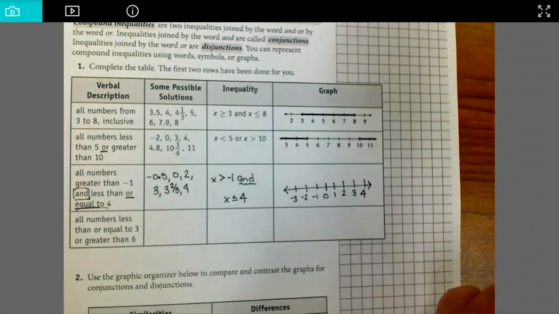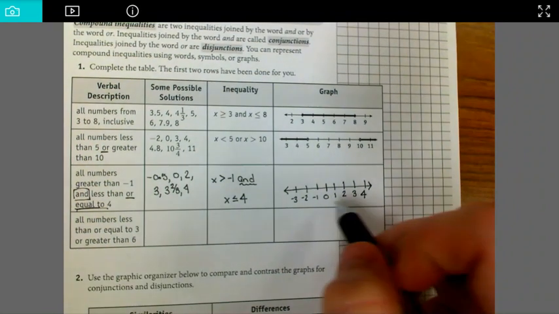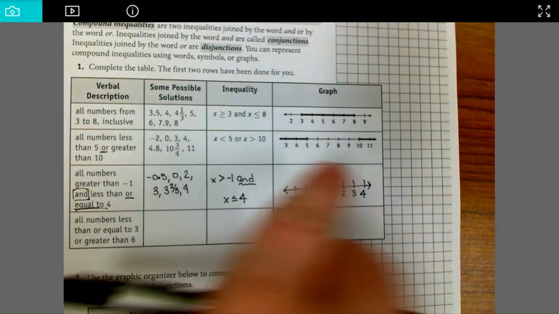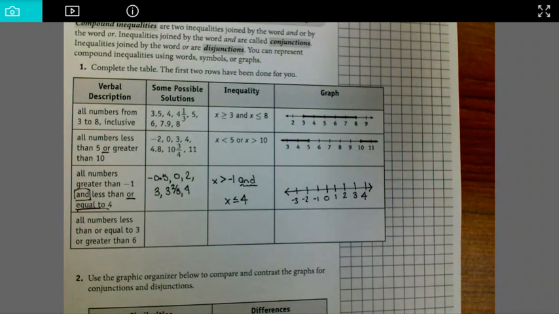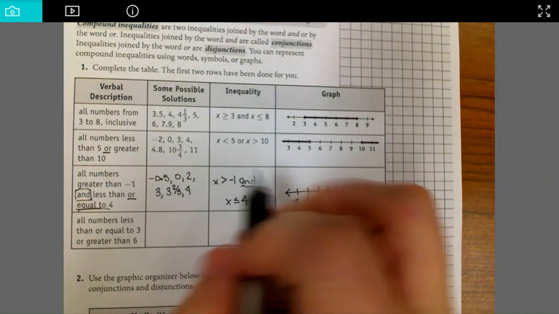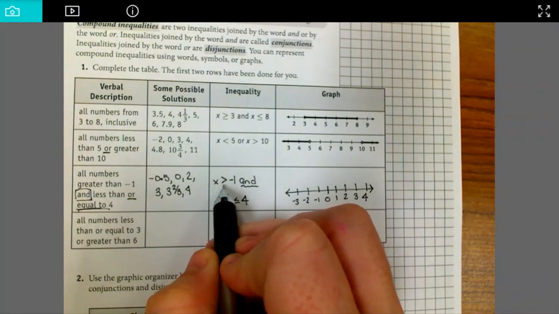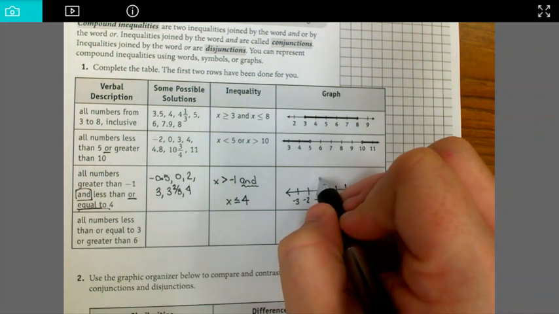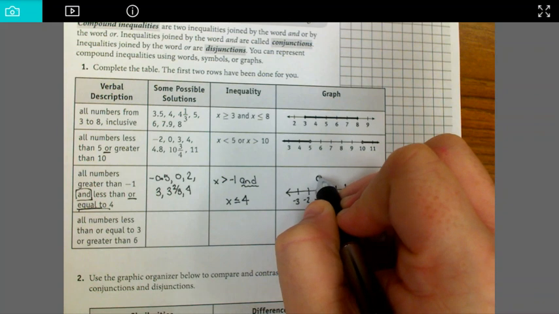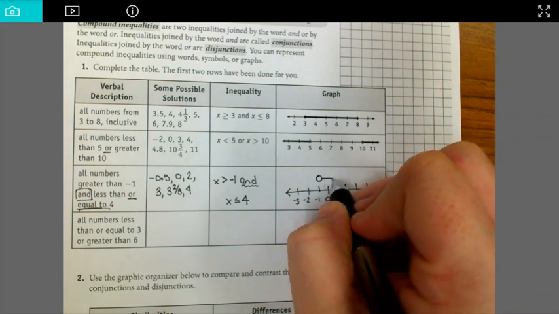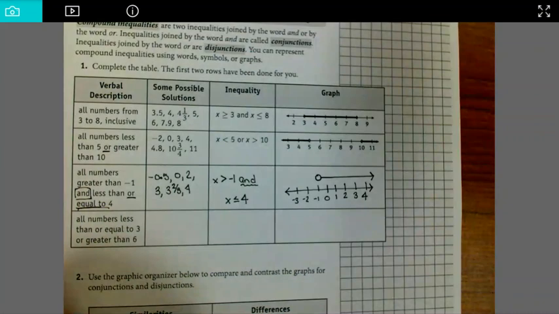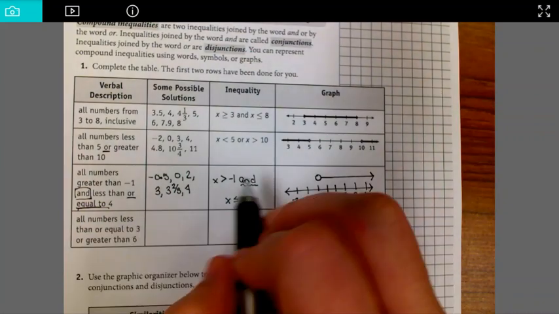Now, because of the way that I'm doing it, I wouldn't be able to get a dark mark here. So I'm actually going to draw mine above the line itself. The first thing I've got is x is greater than -1. So all the numbers greater than -1, but not including -1, would be an open circle, and it would be pointing to the right. Okay?